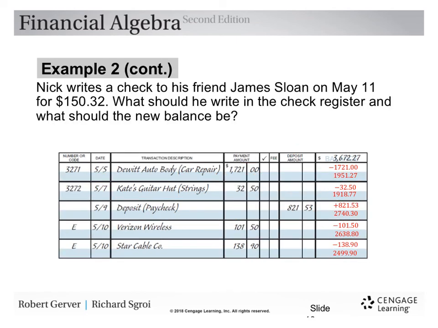All right, so let's continue with Nick. Now he's going to write a check to his friend James Sloan on May 11th for $150.32. What should he write in the check register, and what should the new balance be?